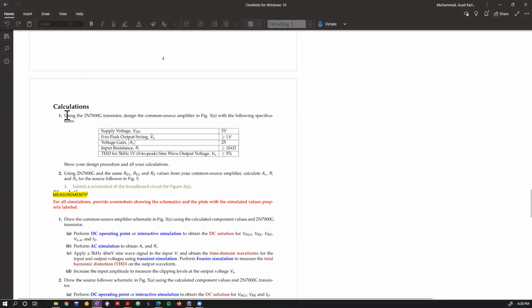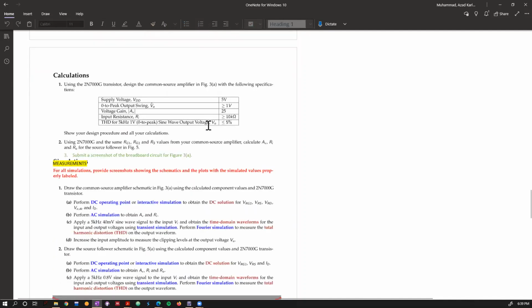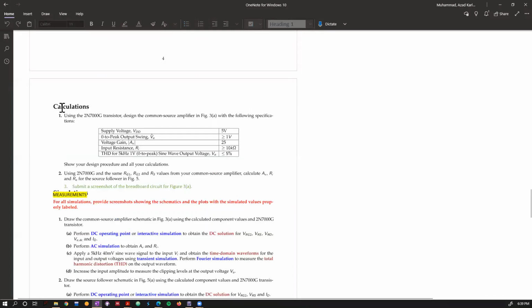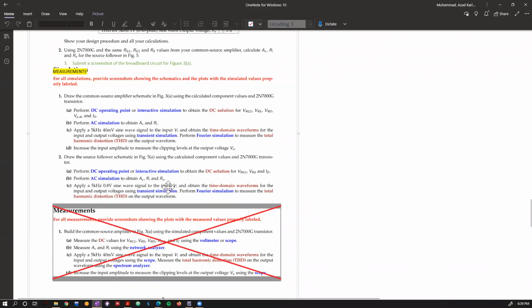So let's see what the calculation says. Use the 2N7000G model. Don't forget to make this non-ideal, right? Design the common source amplifier using these specifications. Once you design that, you can use the same resistance values for the other circuit, but you'd have to calculate your AV, RI, and R out. So in the second circuit, all you have to do is use these three formulas and find your AV, RI, and R out. So yeah, calculations for this circuit are not too difficult. The only time consuming portion is your measurements, which again, everything you already did in lab 9, that's happening this week.